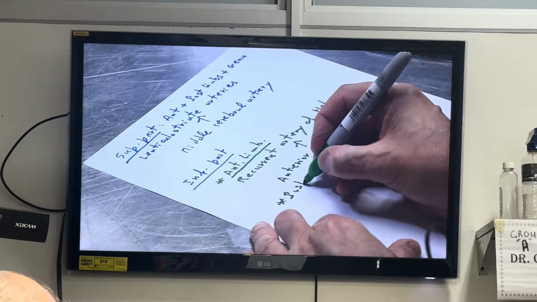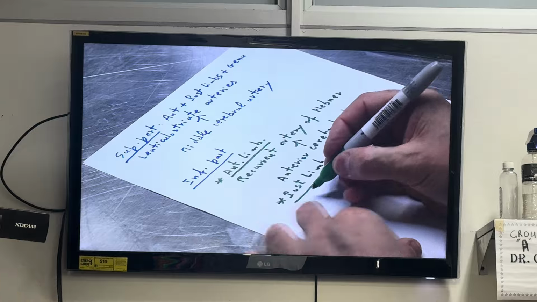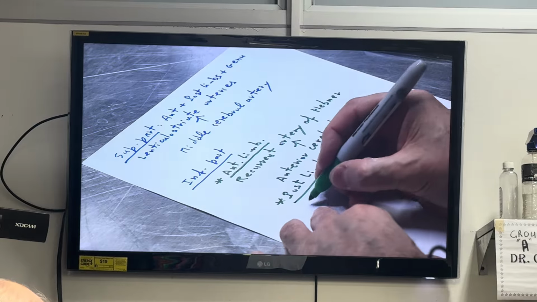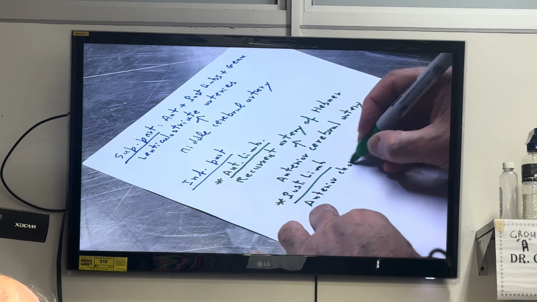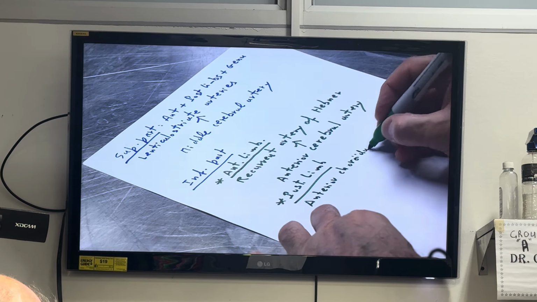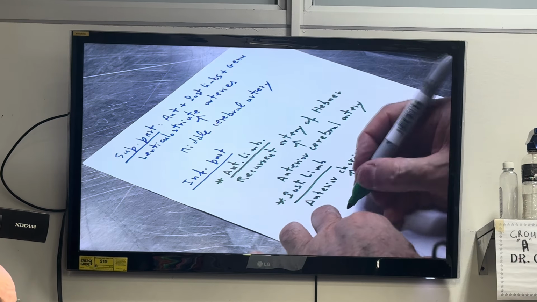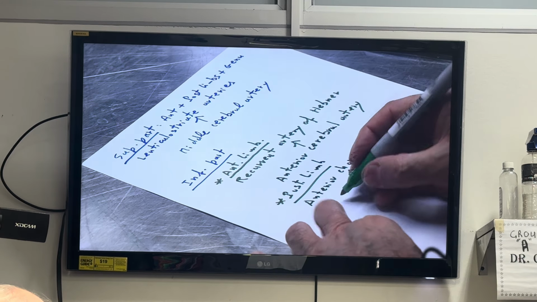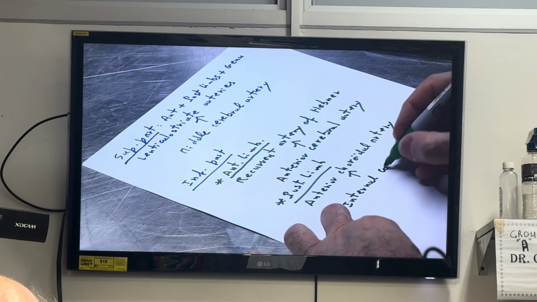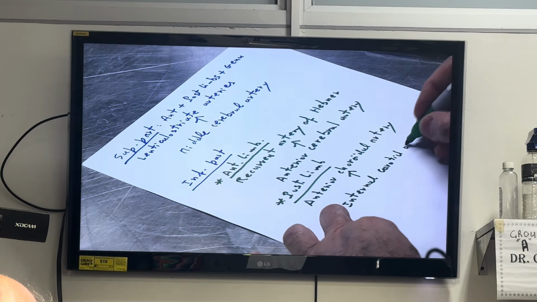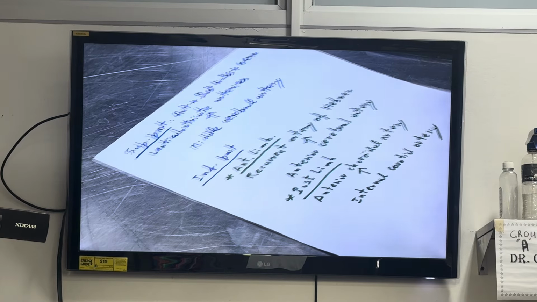Posterior limb. What would be the artery? And this one is a branch of what? Of your internal carotid artery. Is it okay? Fine?